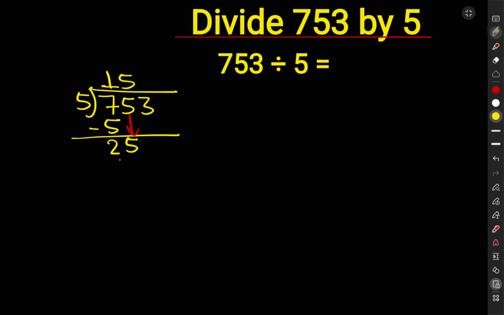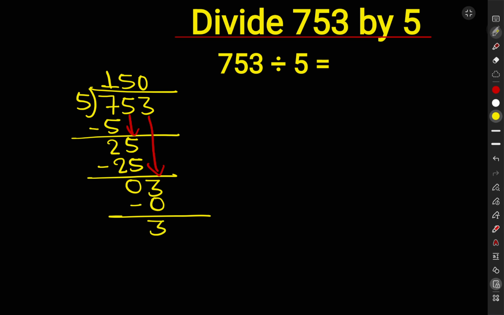5 times 5 is 25. On subtracting we get 0. So again we put down this 3 and 5 times 0 means 0. On subtracting we get 3.